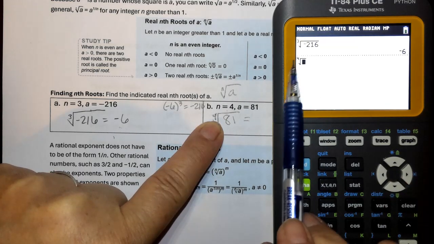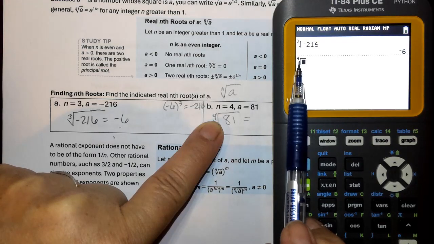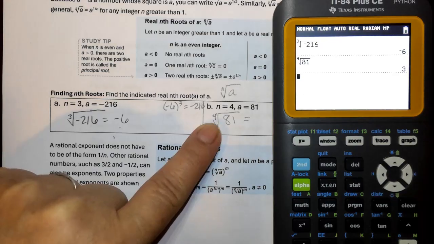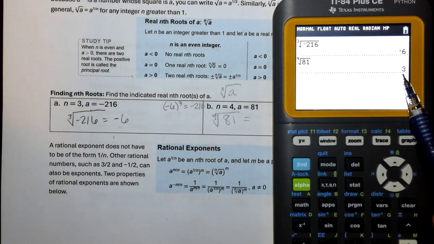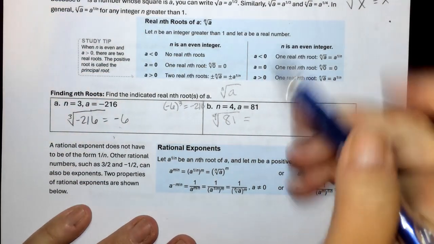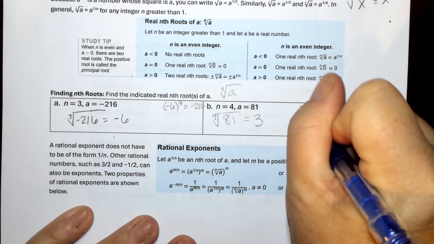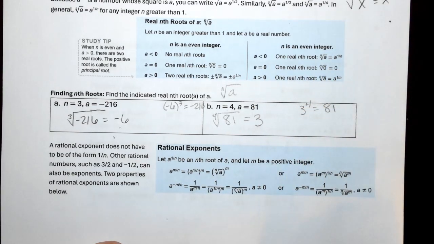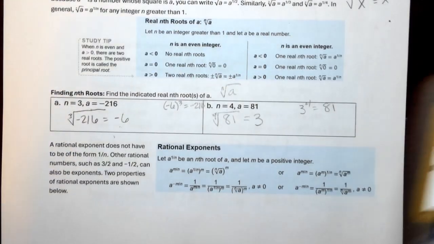Now, notice how it put my 4 right there. You have to put the number in first. And then 81, and then hit enter, and they said the answer is 3. So how do we know that? Because 3 to the 4th power is equal to 81. All right, so not too bad, not too bad.